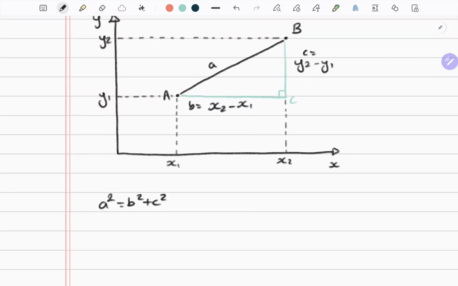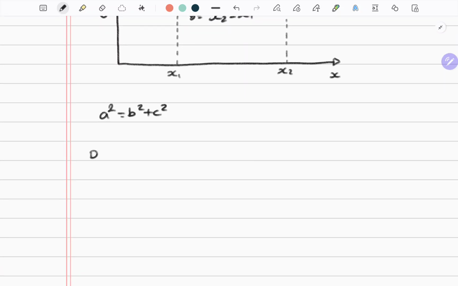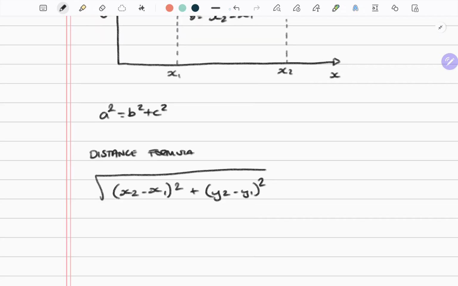I would then write out the distance formula, which is given as x2 minus x1 squared, and I'll show you how this relates to the Pythagoras theorem in a sec, plus y sub 2 minus y sub 1, that's squared, and then that is all under the square root sign.